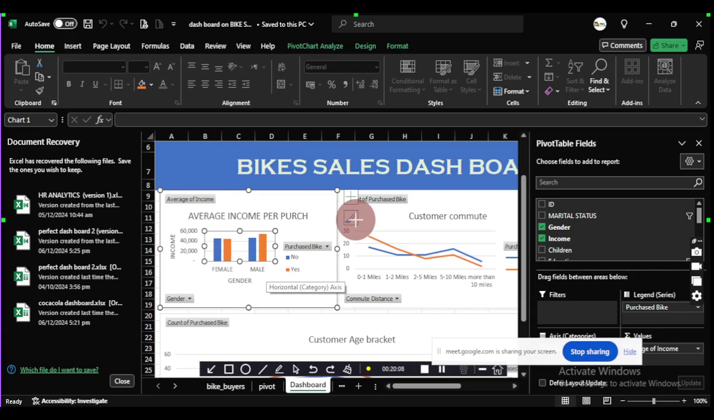Who has more income between them? People that purchase bike have more income. How about the female? People that do not purchase bike have more income, but not by much, just a little.